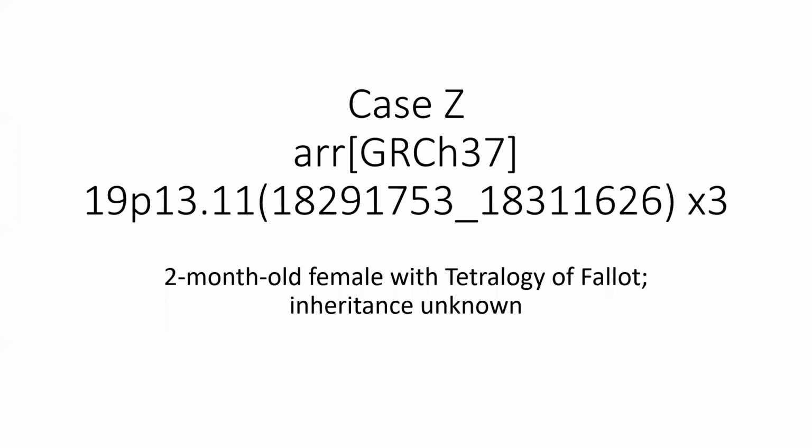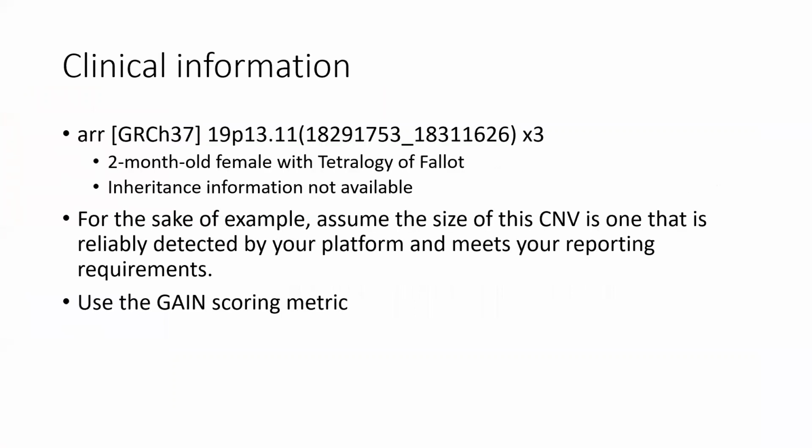Okay, so now we will switch gears and look at an example CNV with population data. This is a duplication at 19p13.11 in a 2-month-old female with tetralogy of Fallot, and inheritance information is unavailable. Now, this duplication is only about 19 kb in size, but just for the sake of example, please assume that this is something that you could reliably detect by your platform and meet your reporting requirements. So since this is a duplication, we'll begin by using the gain scoring metric.